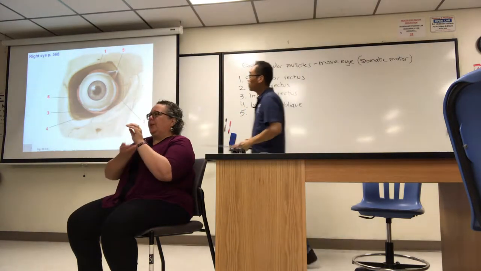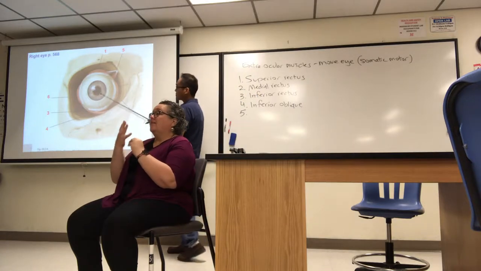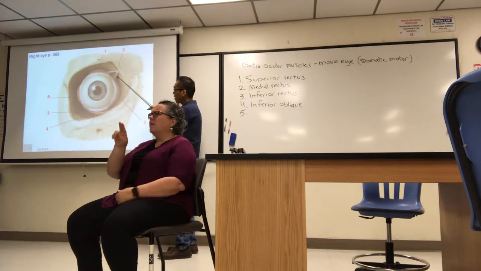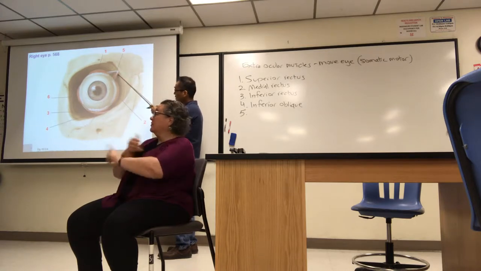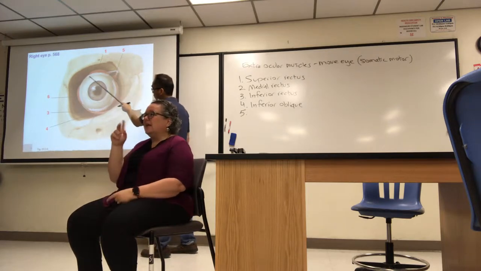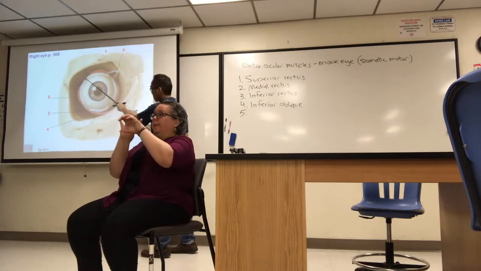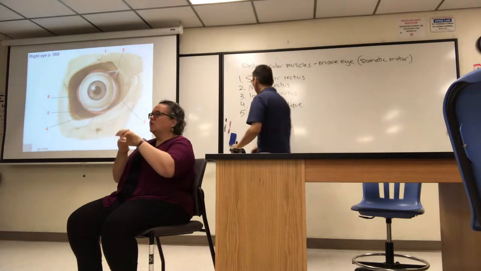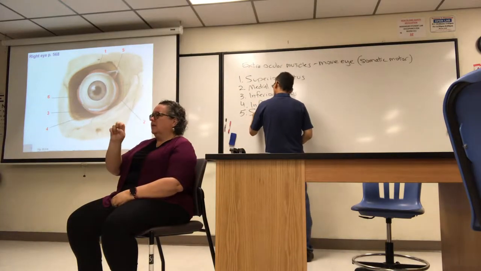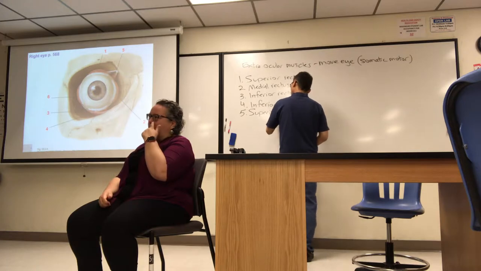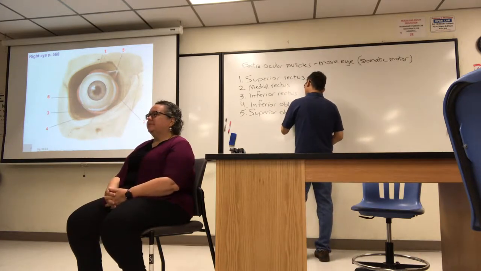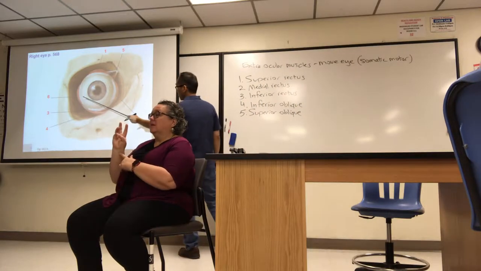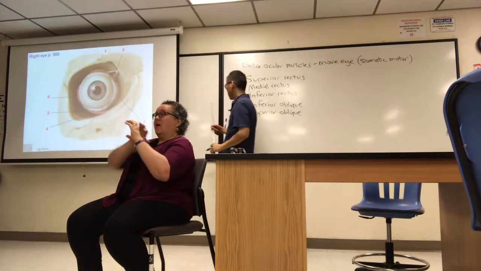Number five, it's up here. This muscle's kind of special. It has a little pulley. Okay, notice that. So the muscle here, the tendon goes through a pulley, and it's going to insert in this area, although you really can't see it. Anyways, the name of the muscle is superior oblique. Number six, muscle on the side, laterally. Lateral rectus.